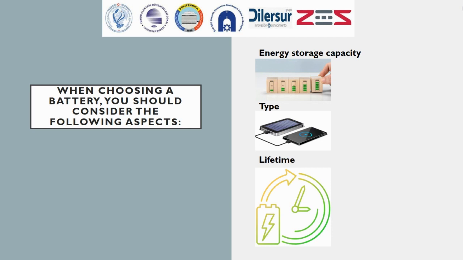Lifetime. Battery life depends on several factors. Discharge depth. The extent to which the battery is discharged during operation depends on the discharge depth. A higher value means a longer battery life. Temperature. Batteries can heat up during operation. For better battery life, keep batteries at cooler temperatures. Number of cycles means the number of times the battery can be fully charged and discharged.